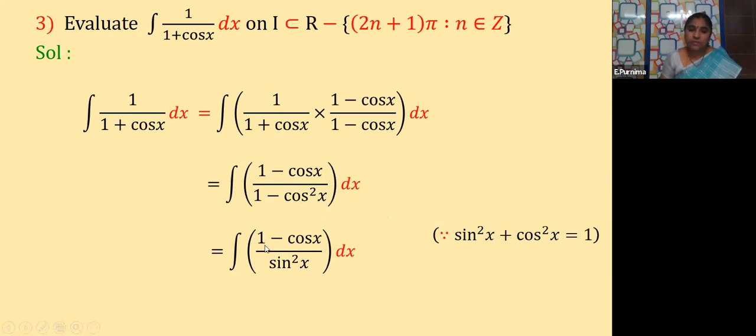Now if you observe, we have two terms in the numerator and one term in the denominator. So can you split the fractions here, children? Yes, so let us do that now. 1 by sin square x minus cos x by sin square x dx. Clear? So now what is the step? The last step we have seen, children: 1 by sin square x minus cos x by sin square x dx.